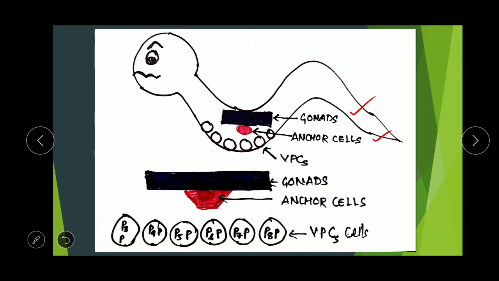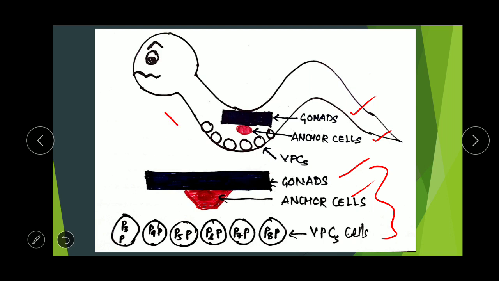As they are vulval precursor cells, when they get a specific signal, or are induced by a specific signal, they have receptors for development into the vulva. So the vulval precursor cells are the initiators of vulva development and will produce the vulva upon induction. Induction means being activated to form some specific cell by some signal. Here you can see the enlarged image. The gonads are there, the anchor cell is shown in red, and there are 6 vulval precursor cells, all of them present mid-ventrally.